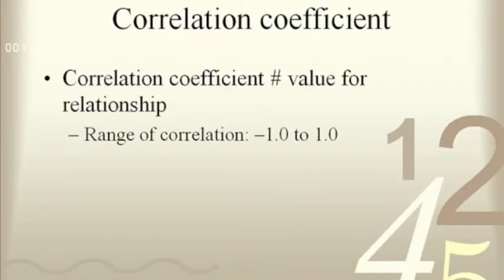And how we measure or determine if there is a relationship between variables is a statistical term called the correlation coefficient. A correlation coefficient is a numerical value for that relationship. So we use numbers to determine the relationship between the variables. The range of that correlation coefficient goes from -1 all the way to +1. So you can say it's plus or minus 1. The closer we are to 1, the stronger that relationship. The further away we are from 1, the weaker that relationship is.